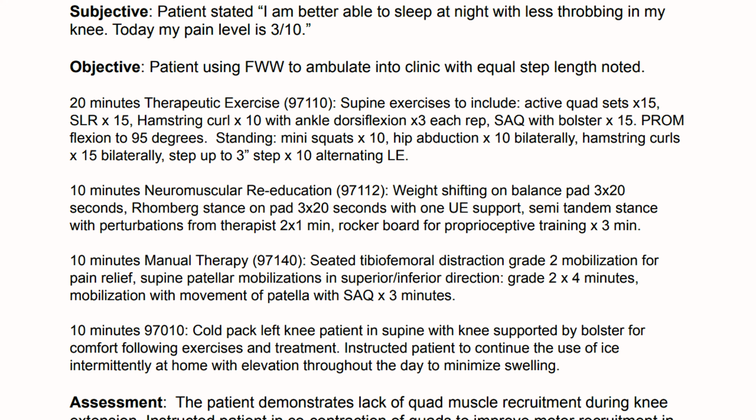Okay, now on to the objective section. This, of course, includes things like the exercises and treatments performed, any measurements that you've taken, balance or strength tests that you performed, special tests, and other things like that. Here's the example. The patient used front wheel walker to ambulate into the clinic with equal step length noted. 20 minutes of therapeutic exercise, supine exercises included active quad sets, and so on. You could read the full example right there.